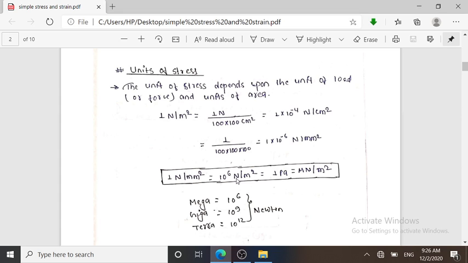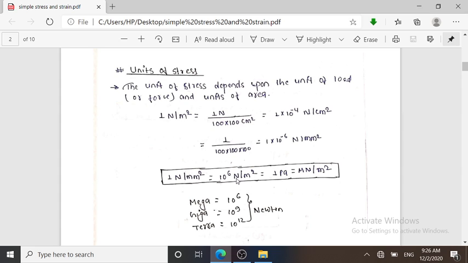So कहीं भी क्वेश्चन में जब 1 मेगा न्यूटन पर मीटर स्क्वायर रहेगा, don't be afraid, it is also equal to 1 Newton per mm square. So we must have a clear knowledge of all these things, so that we do not make mistakes in the numericals. So we should have a good knowledge of the conversions. 1 mega Newton per meter square is also equal to 1 Newton per mm square, from the above calculation.